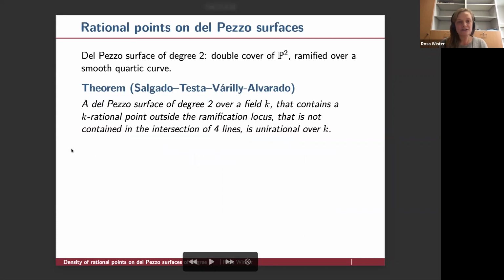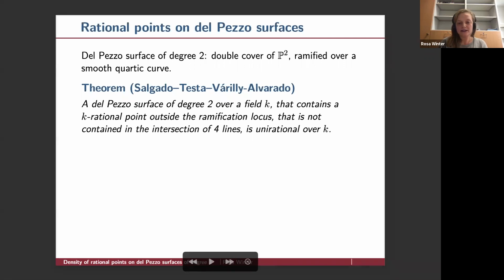There's one condition there. As I said before, the Del Pezzo surface of degree 2 is a double cover of the plane, which is ramified over a smooth quartic curve. And Salgado, Testa, and Várilly-Alvarado showed that the Del Pezzo surface of degree 2 over a field K, which contains a point outside the ramification locus of this double cover, and not contained in the intersection of 4 lines, is unirational over K. This intersection of 4 lines, that's also the maximal number of lines that can intersect, and there's not so many points that satisfy this, but it also has to lie outside the ramification locus.